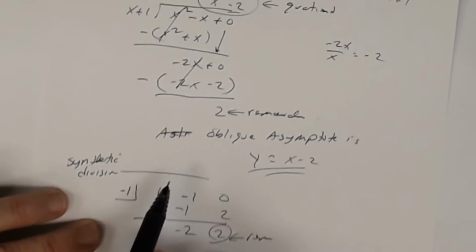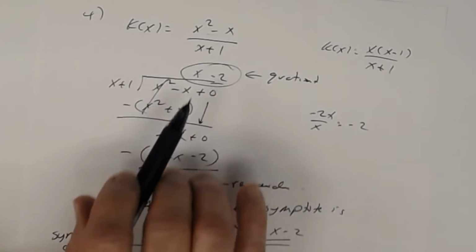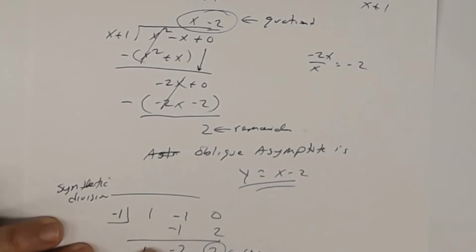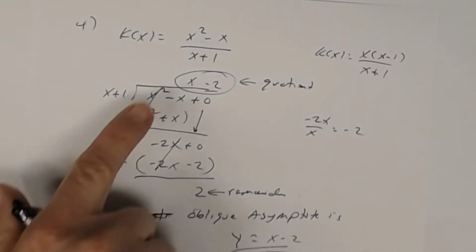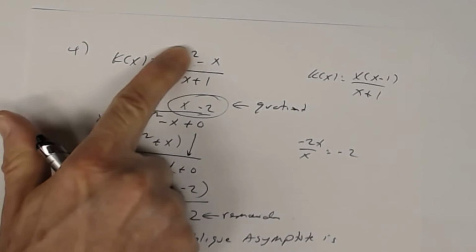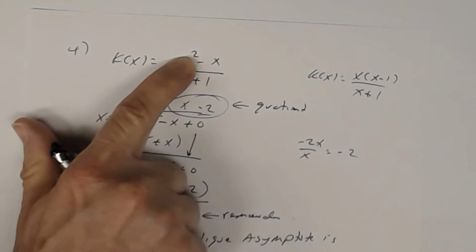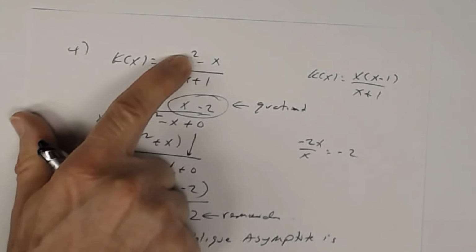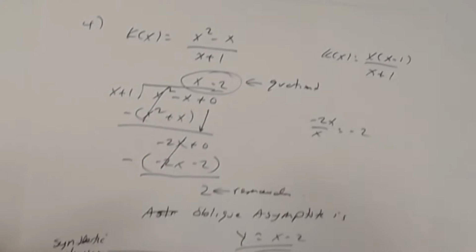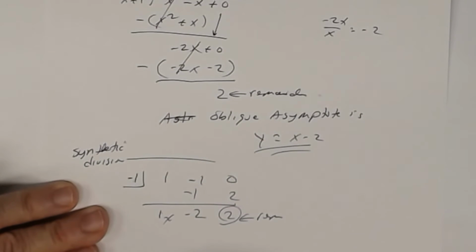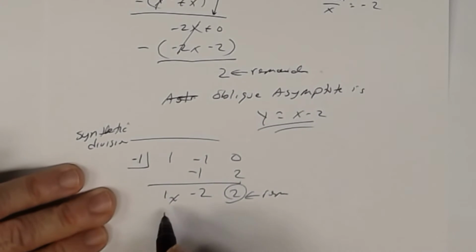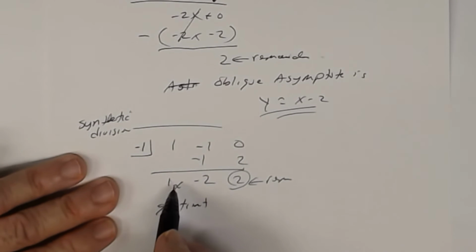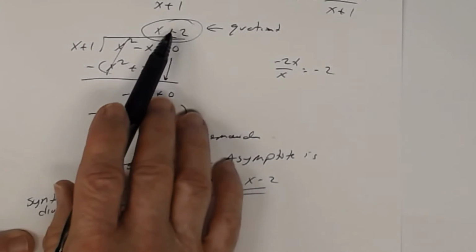Now be careful. When using synthetic division, you're always going to go one less than the exponent in your numerator, the degree of the numerator. So 2 subtract 1 is 1, so you're going to say 1x, and then there's your constant. So your quotient, if you want to rewrite it, is x minus 2, and that's what you saw here.